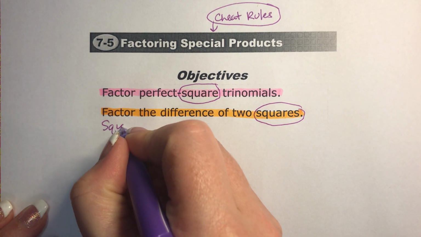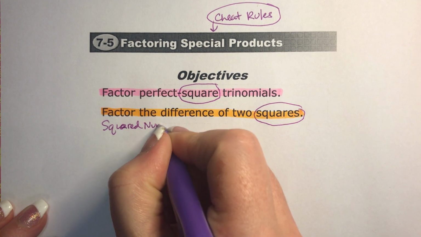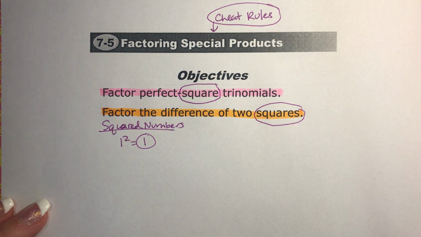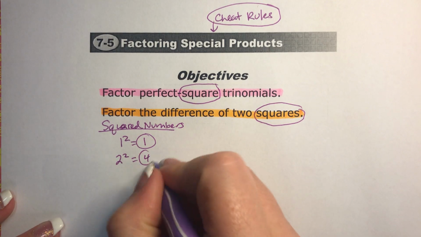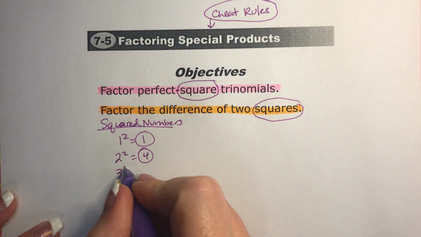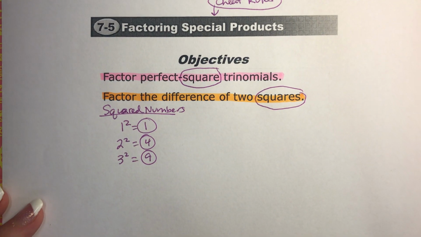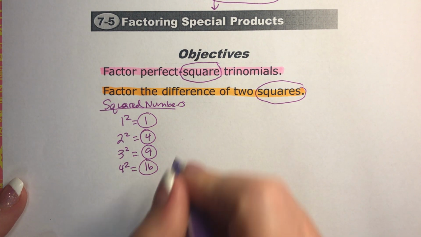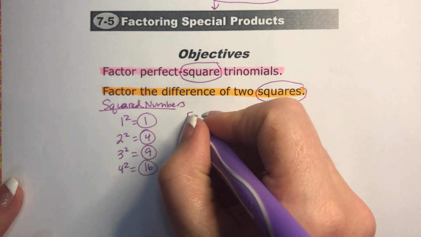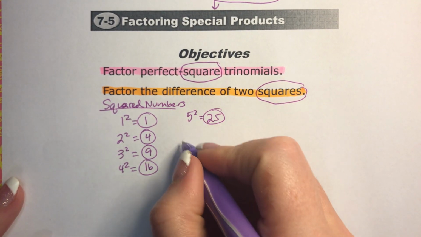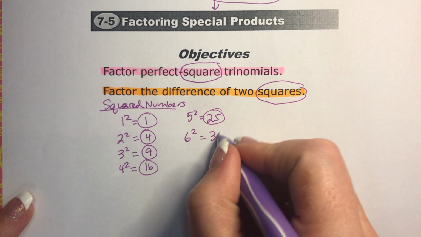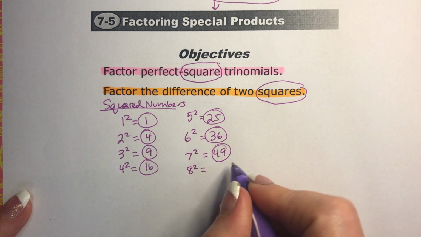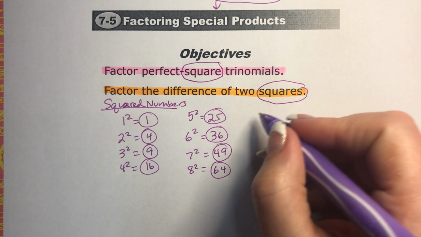So squared numbers, what are they? 1 squared is 1. 1 is a squared number. 2 squared is 4. 4 is a squared number. 3 squared is 9. 9 is a squared number. 4 squared is 16. 16 is a squared number. 5 squared is 25. 25 is a squared number. 6 squared is 36. 36 is a squared number. 7 squared is 49. 49 is a squared number. 8 squared is 64. 64 is a squared number.